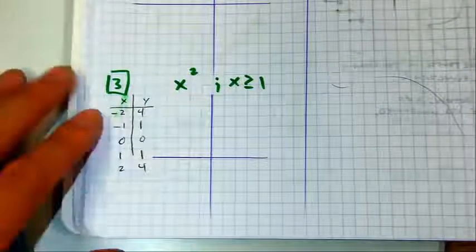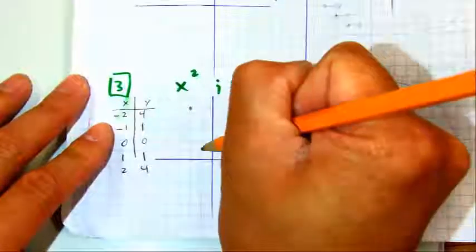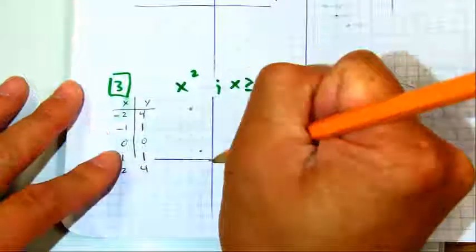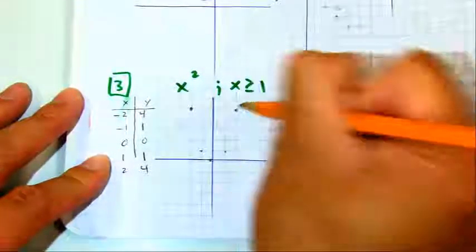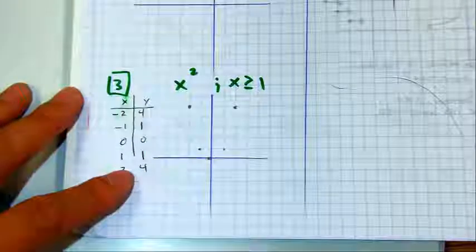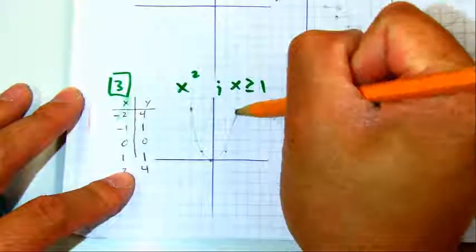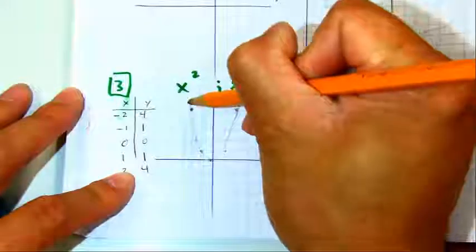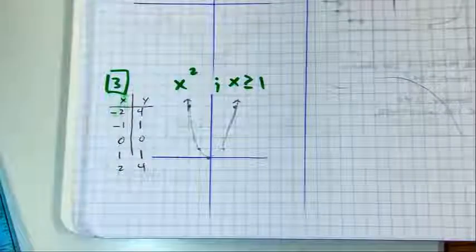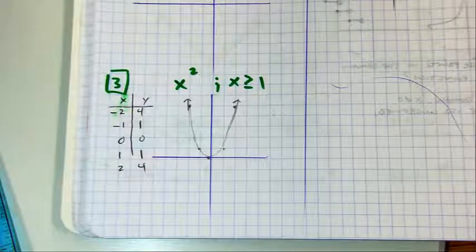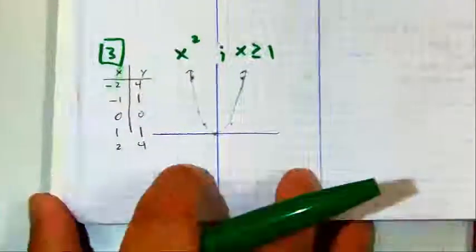So if I graph this, I got -2, 4, -1, 1, 0, 0, 1, 1, 2, 4. Should I make a V or a U? U. You make a V, you're going to be in big trouble. You just learned that. That's absolute value. Okay, put your finger, where do you think the green graph's going to be? Show your partner. Give him a head nod.